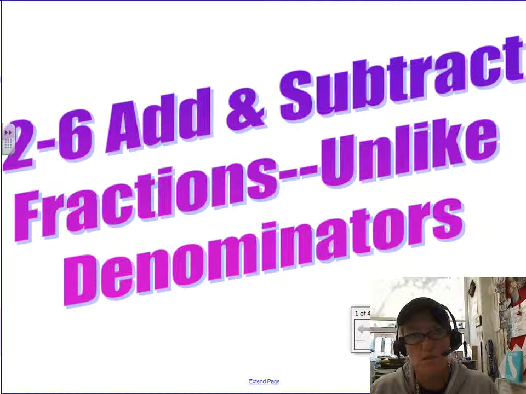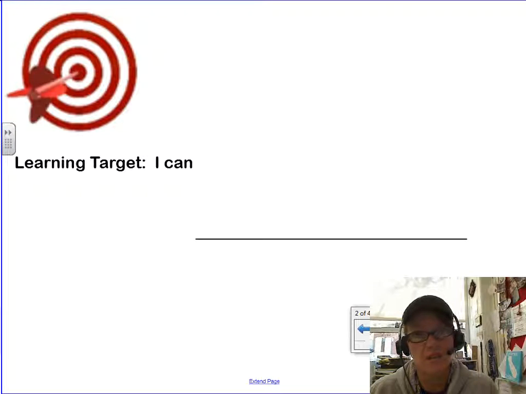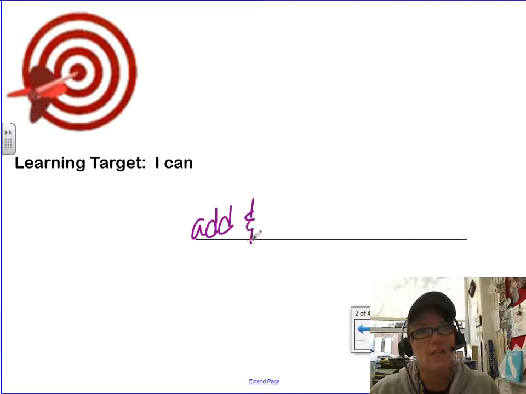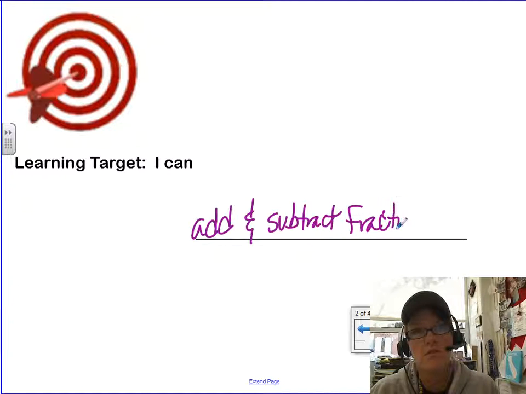You've done this before. We're going to do it again. And the part that we're going further and faster and deeper with is the fact that we're going to have positives and negatives as well. So learning target for today, I can add and subtract fractions or rational numbers. I'm going to use fractions today with unlike denominators.